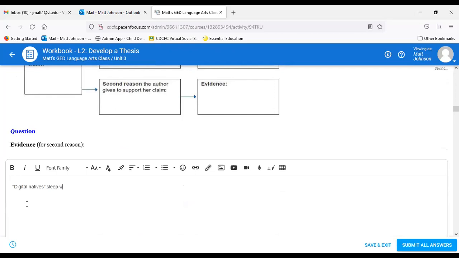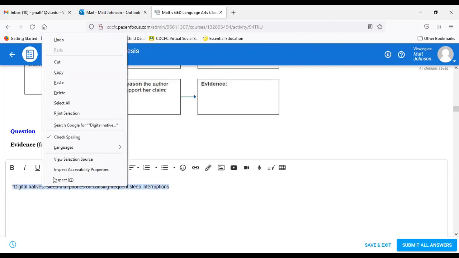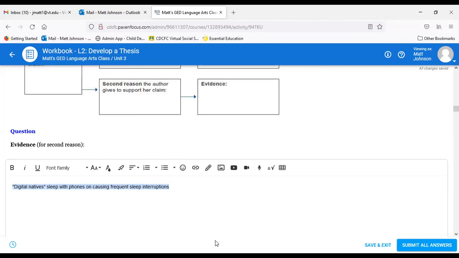Sleep with phones on, causing frequent sleep interruptions. You could also mention that we have a new expert, but just for the sake of speed, we'll skip the person's name. That's basically the gist of what's happening there. You could go into more elaborate detail. Okay, so paste that.